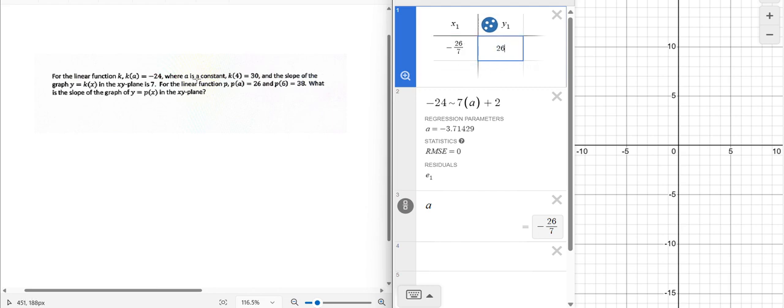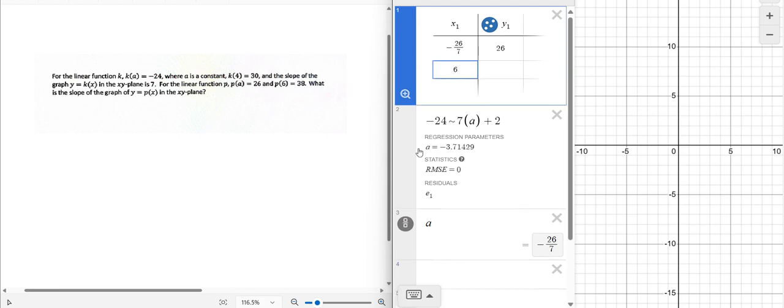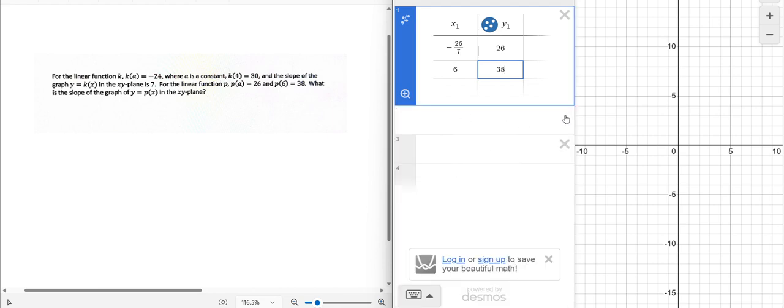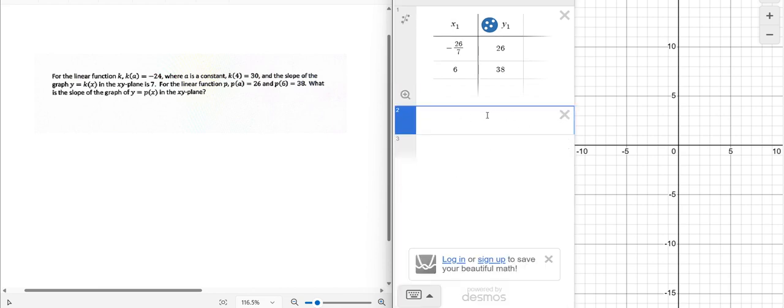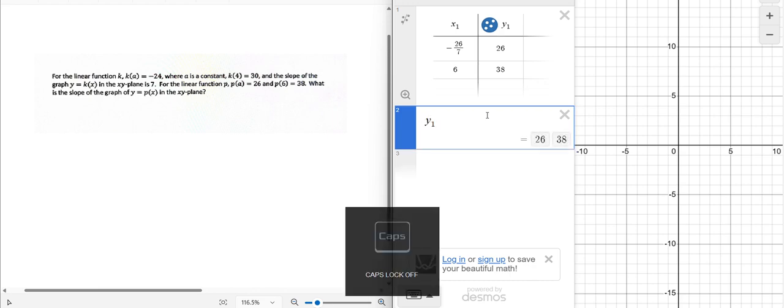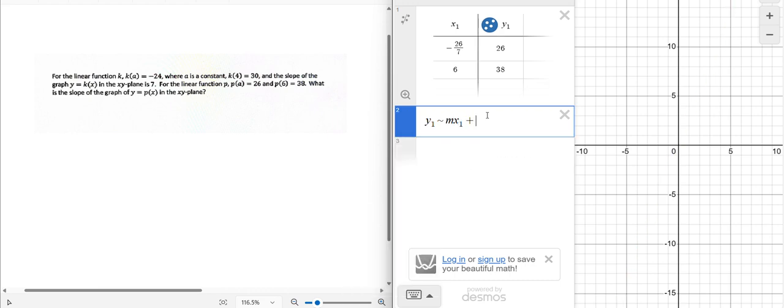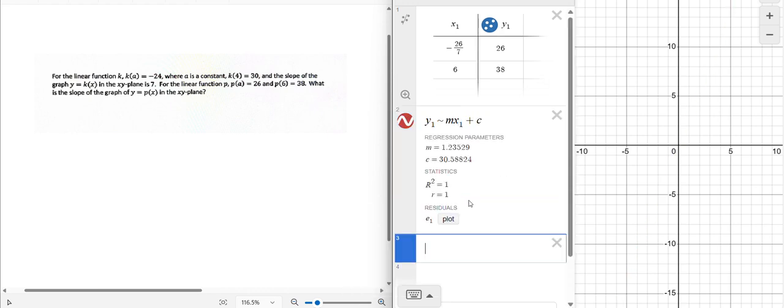Now we are taking the function of p. We'll write here again 6 comma 38, because we got the value of a. Now we can directly take out the slope of this function p. So we'll erase this and take out the new function for p. We'll write y1 equals mx1 plus c. As you can see, we got the value of the slope of function p, which is m.